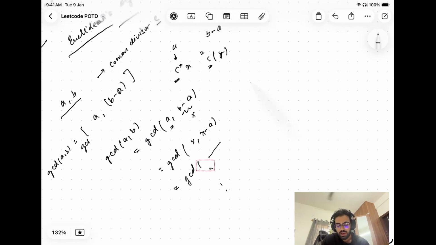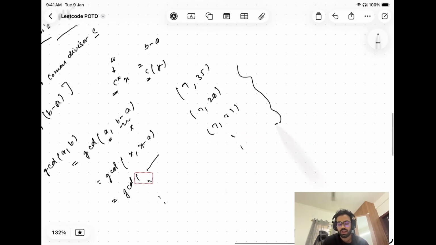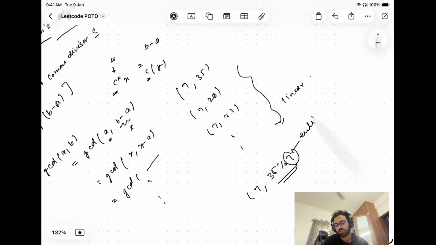Now see, if I have two numbers, let me tell you 7 and 35, right? Then what first you are going to do? 7, then 28, and what you will do, 21 and so on, right? So it's basically linear, right? What other thing I can do? Can I write this like 7 comma 35 modulo 7? I will just remove the entire number, just take mod.